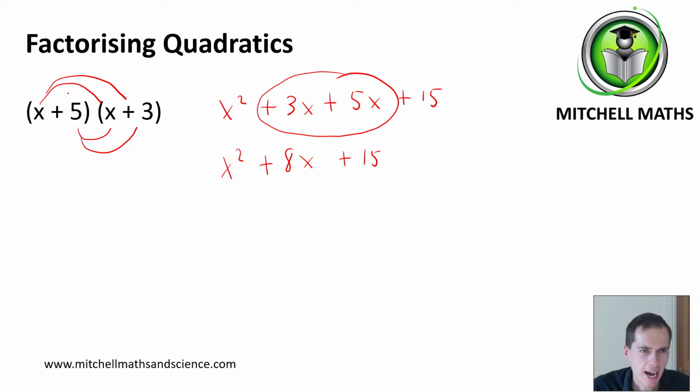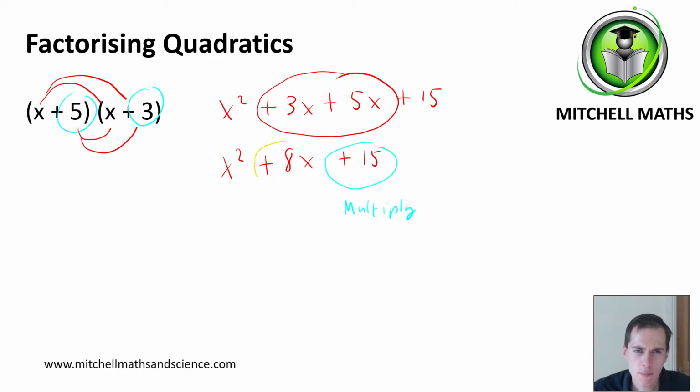Right, let's have a look at 5 and 3. If we look at the final term, plus 15, we can see that 5 and 3 multiply together to give that term. When we expand the brackets, the last thing we do is 5 times 3, which gives us the number at the end. So I'll just write multiply under that.